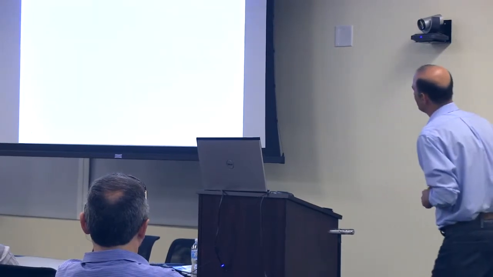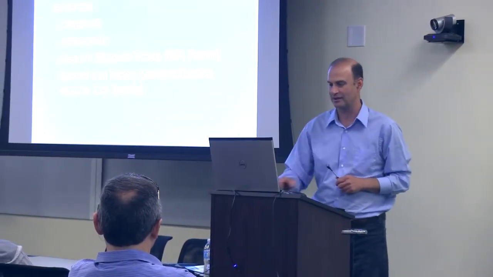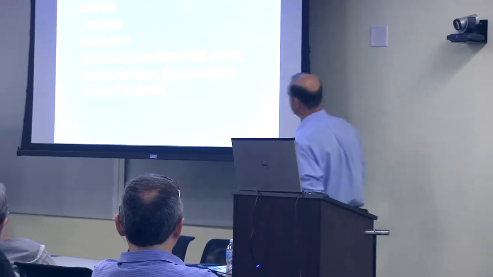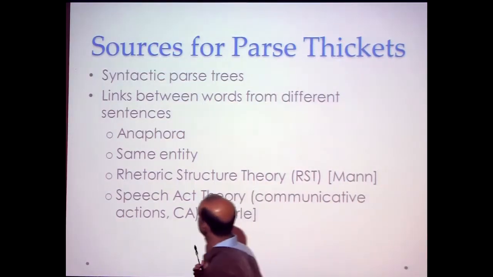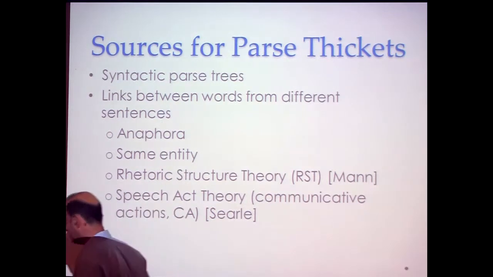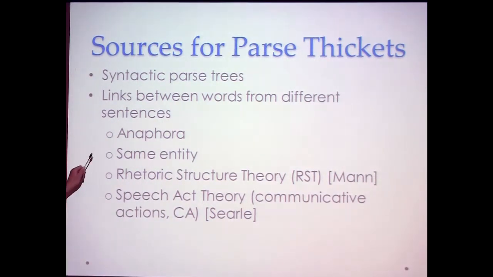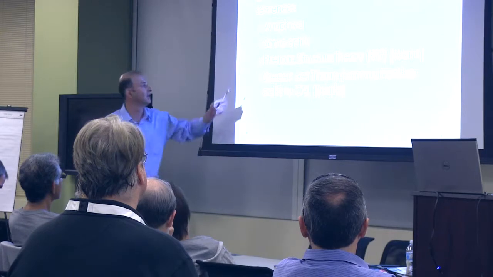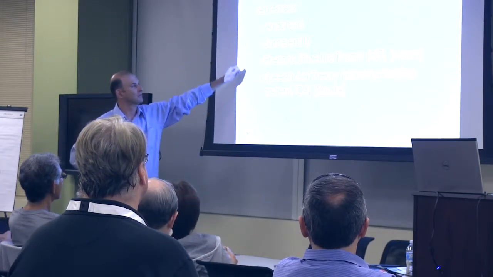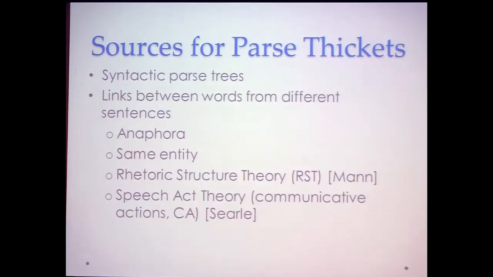We're going back to the boring stuff. Now we're going deeper into linguistics. What are the sources? It says parse trees, links between words. If it's about anaphora, pronouns, the same entity. If two sentences are about the same thing, then they should be connected. A rhetoric structure, which we're going to consider briefly, and speech here.